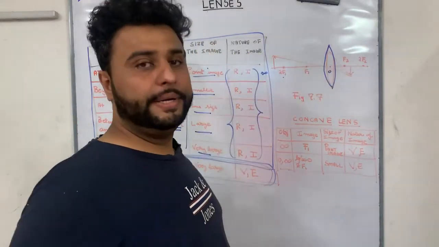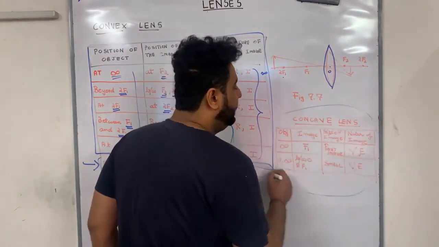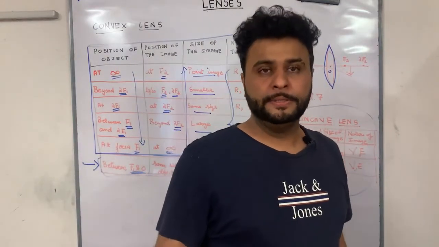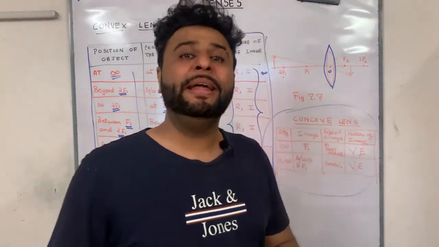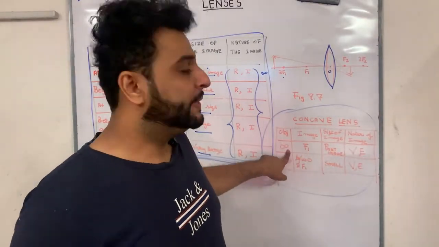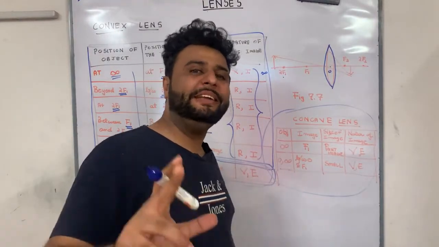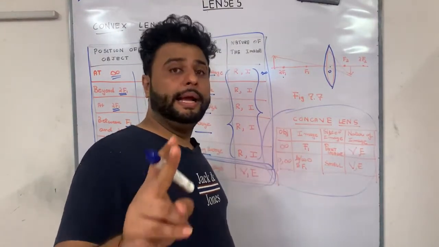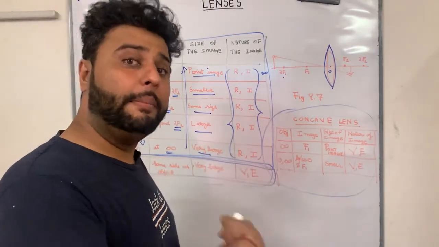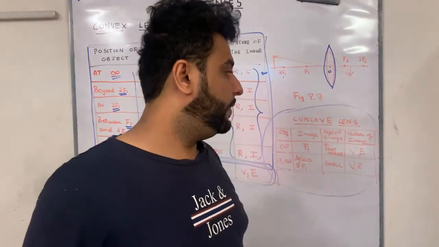But for concave lens, I have only two cases. One is you place the object at infinity, and the second case is anywhere between infinity and the optical center. So one is at infinity, another one is between the optical center and the infinity point. You can place it anywhere. For concave, I just have two cases: infinity, and anywhere from infinity to the optical center.